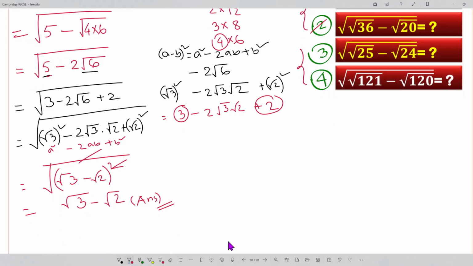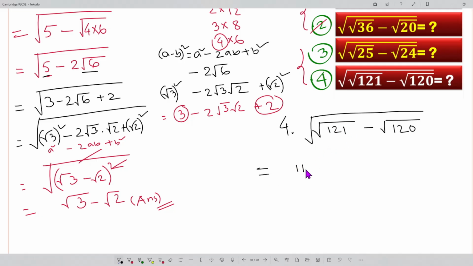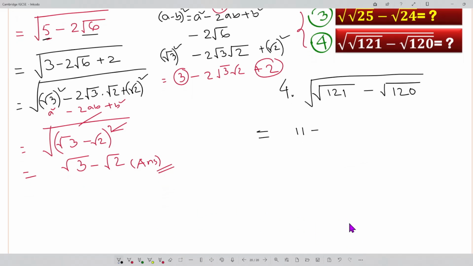Now we will start number 4. Number 4 is root of 121 minus root 120. This one is also simple. 121 is 11 squared, so root 121 is 11, minus this root 120. We need to simplify. How? Let's check if we have any perfect square or not.